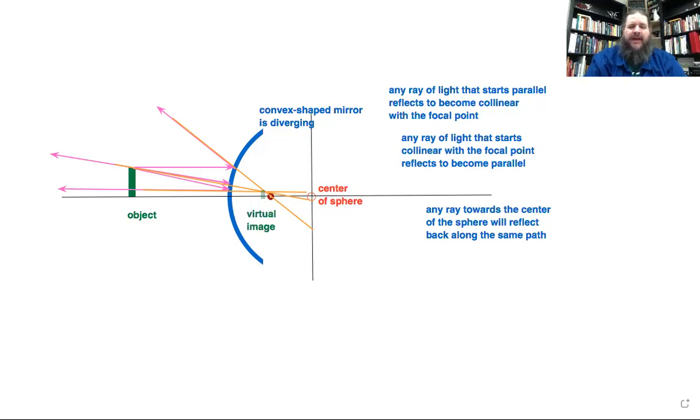Image meaning the rays of light seem to have come from that point, as far as anybody looking at the final rays of light is concerned. But it's called a virtual image because the rays of light didn't actually pass through that point at all. Any questions on the terminology there so far, or how to find where the image is?